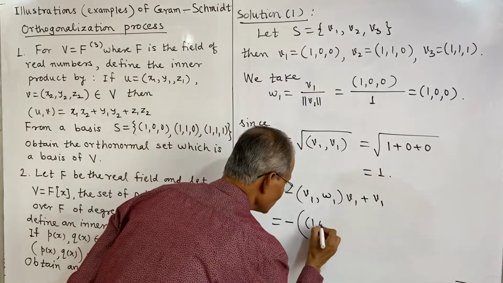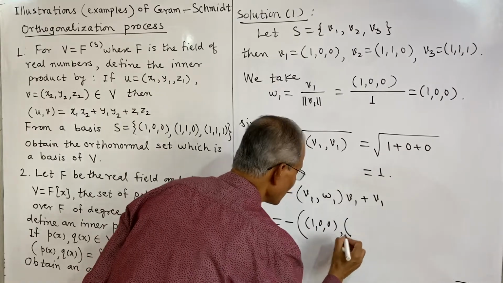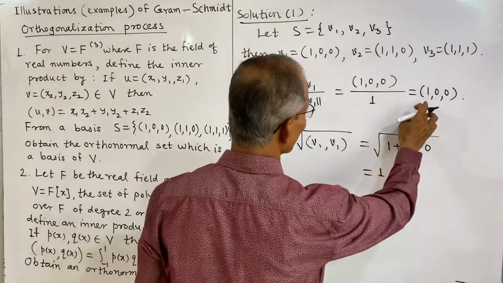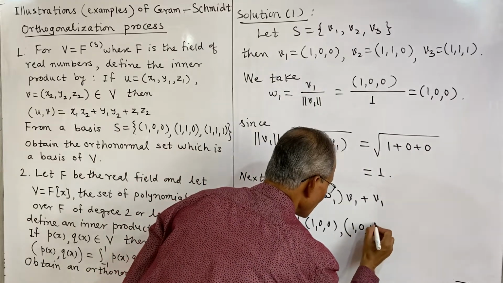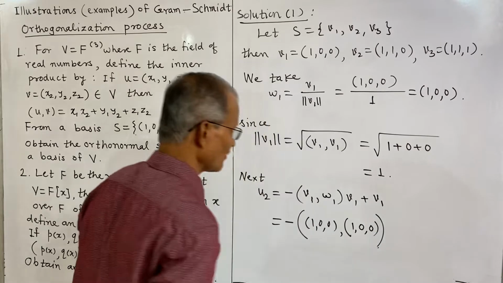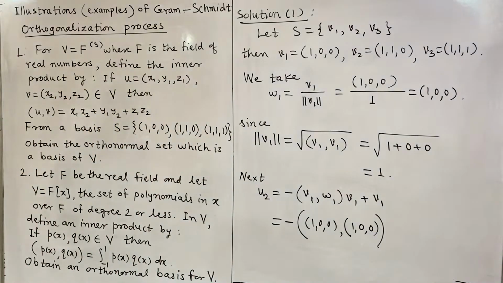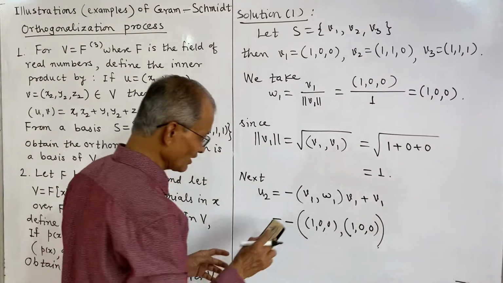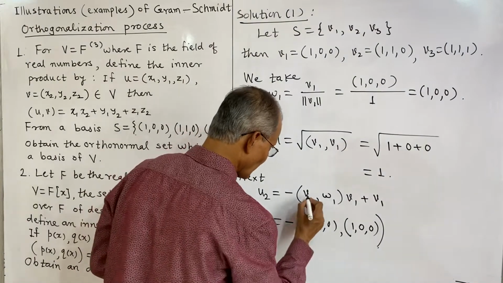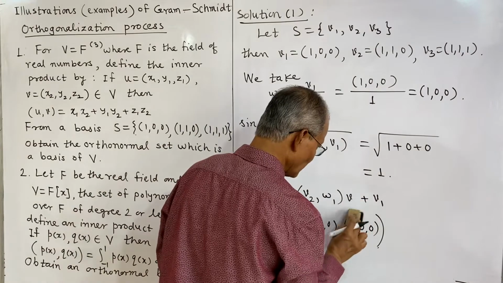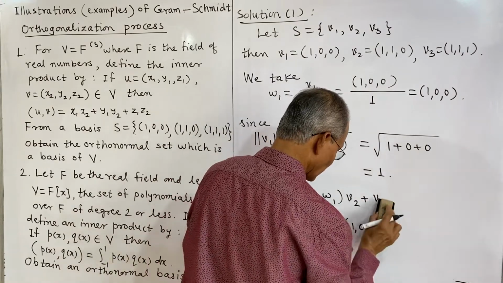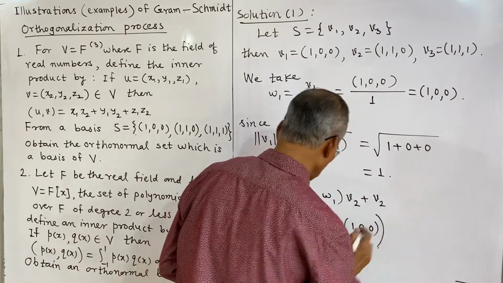So it is 1 0 0, and what is W1? W1 is again 1 0 0, and multiplied by V1. So V1 is again, see, it is not like this. So for U2, we have not V1 but V2: V2 inner product of V2 with W1 into W1 plus V2. So we should correct it. This is the expression for U2.